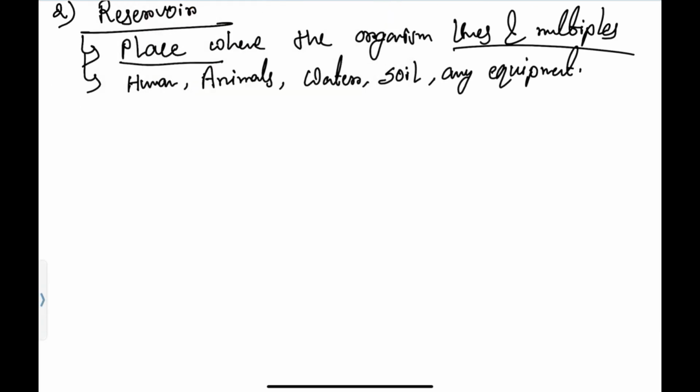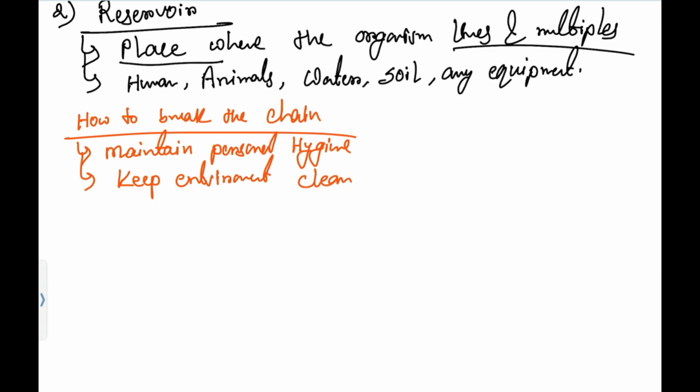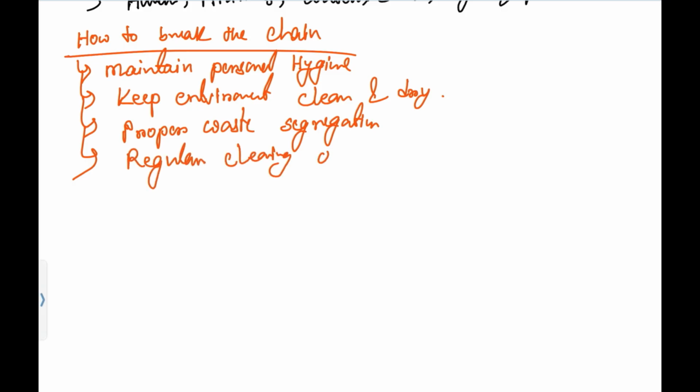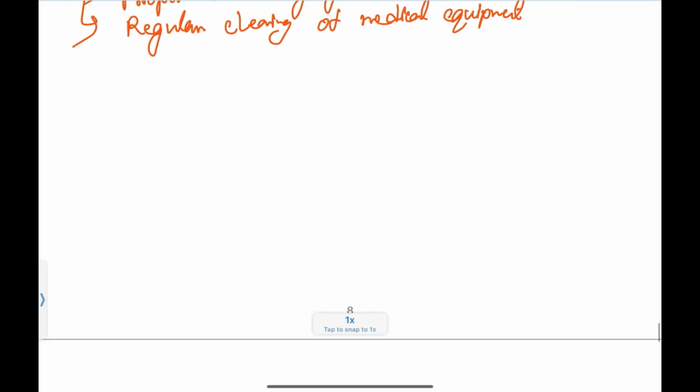Now how to break the chain? If you maintain personal hygiene, keep the environment clean and dry, do proper waste segregation, and regularly clean medical equipment, then microorganisms can't stay in those places. In this way we can prevent them from multiplying, and prevent the spread of disease or infections. Okay, I hope it's clear.